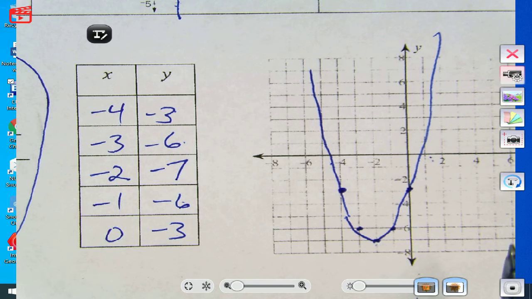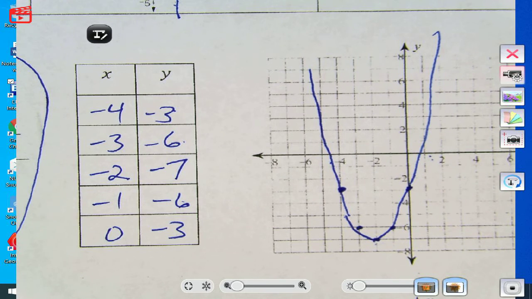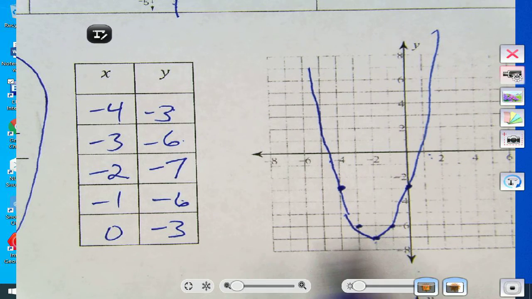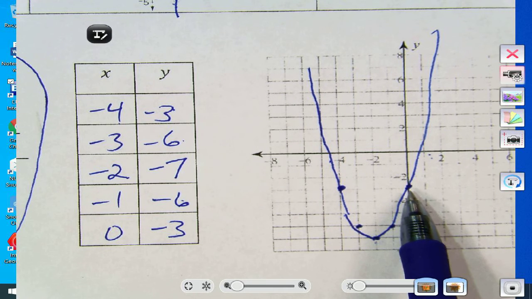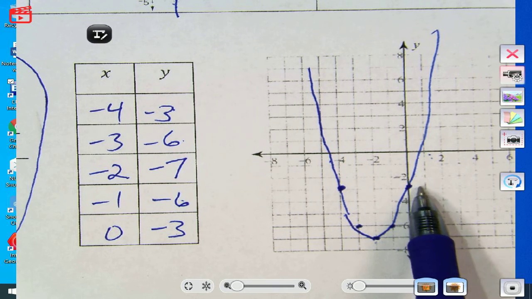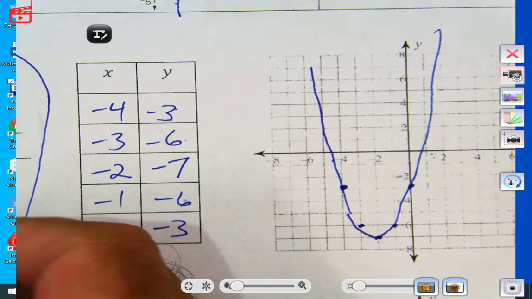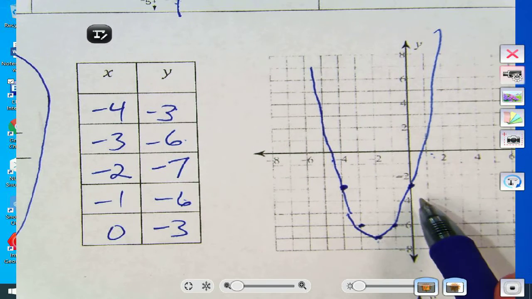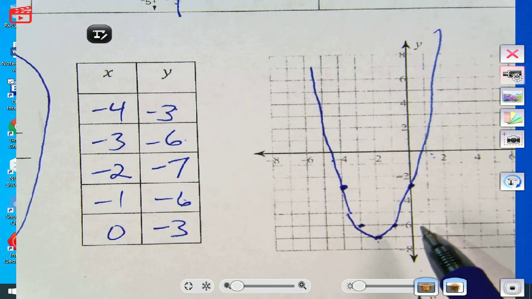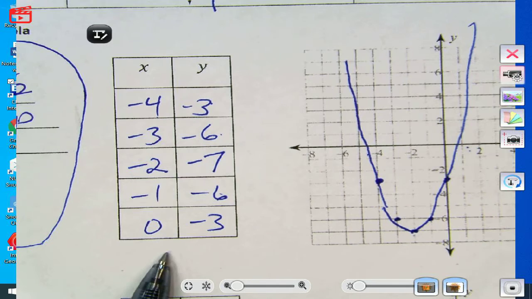Range is the difference between the largest and smallest. In this context, that is not the case. The range here is y is greater than or equal to negative 7. So when we use the word range in this context, it's not the statistical value of range. What you said was the statistical value of range. This is asking what values do I have for the output. That's a difference.